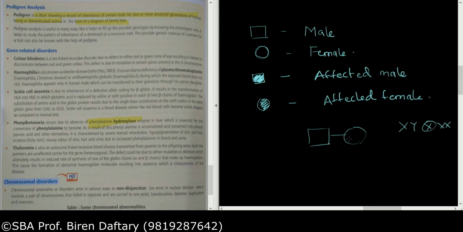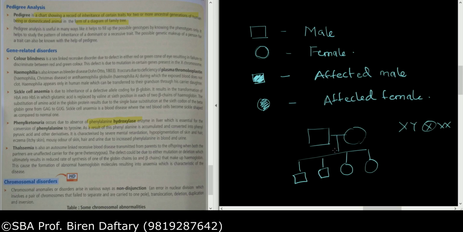Okay, and if you want to show the children, if you remember, this will give two males and two females. So the children are basically denoted like this: 1, 2, 3, 4. First male, second male, sorry, first female, second female. So do you get how a pedigree chart is represented? Okay, so this is a male unaffected, female unaffected, two males unaffected, two females unaffected.